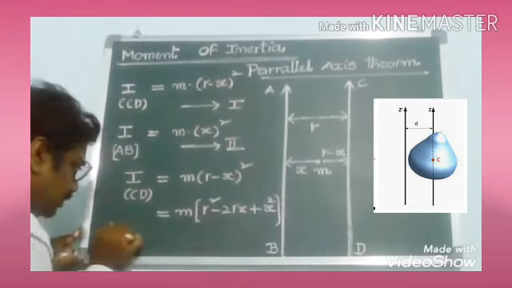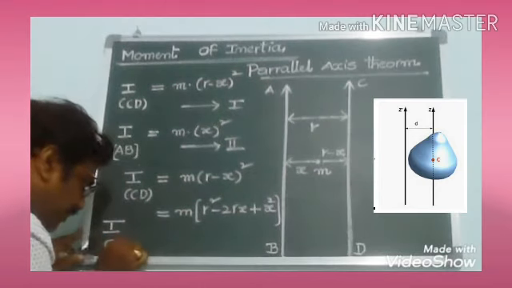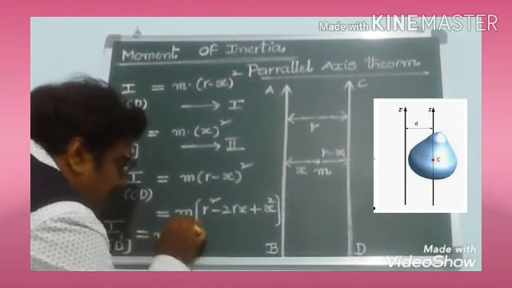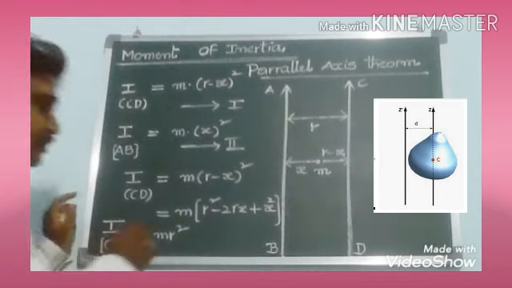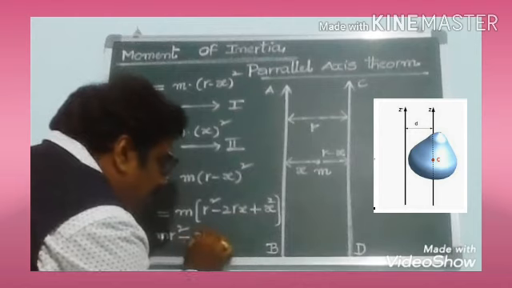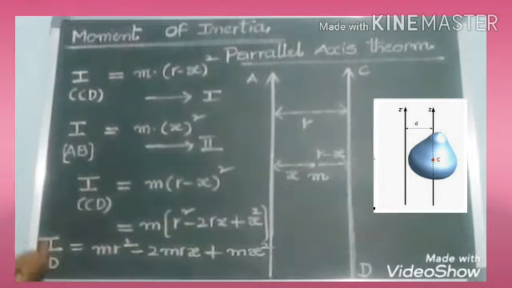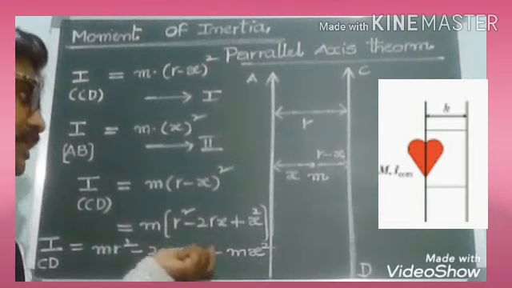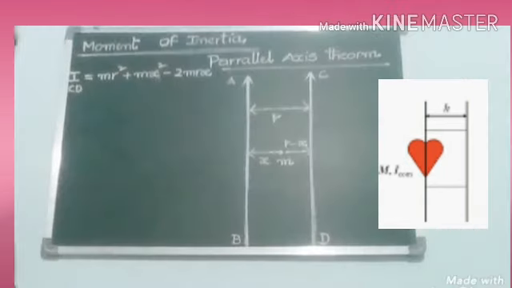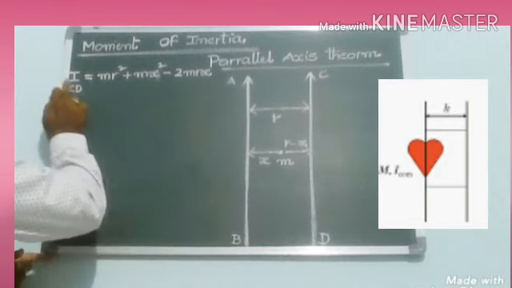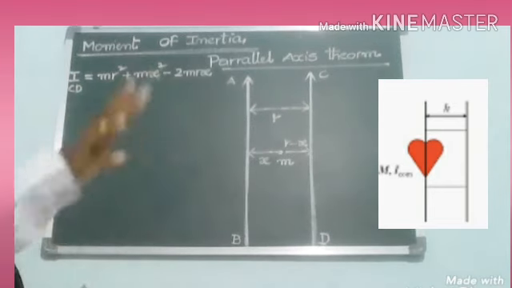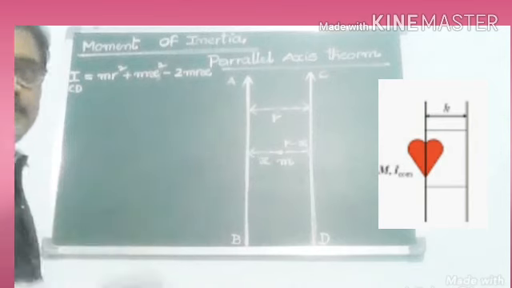Now the moment of inertia with respect to the CD axis equals mr square minus 2mrx plus mx square. So what equation are we getting? The moment of inertia with respect to the CD axis, so far, is related only to the mass of one particular point.